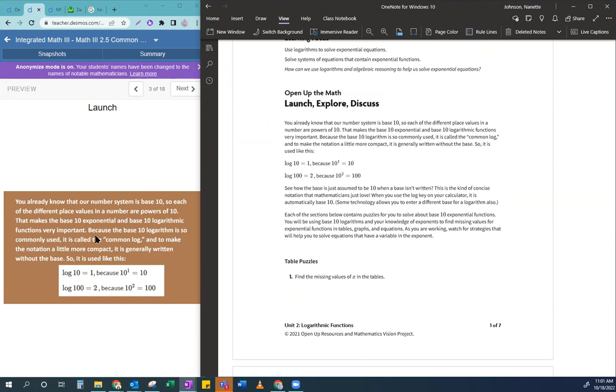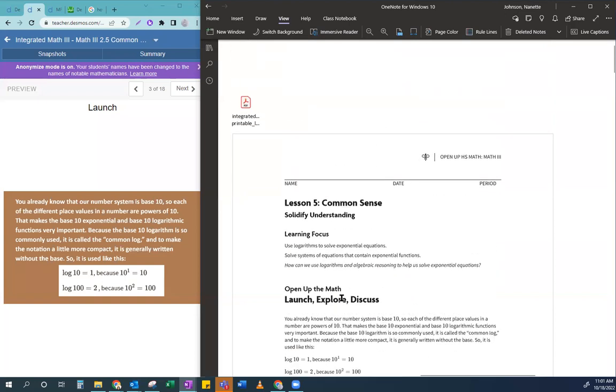But it says that makes base 10 exponential and base 10 log functions very important. Because the base 10 log is commonly used, it is called the common log. And to make the notation a little more compact, it is generally written without a base. So this literally says log base 10, because 10 to the first equals 10. Log of 100, we just say log of 100. If you want to be specific, you could say log base 10 of 100, because there's an invisible 10 right there, equals 10 squared.